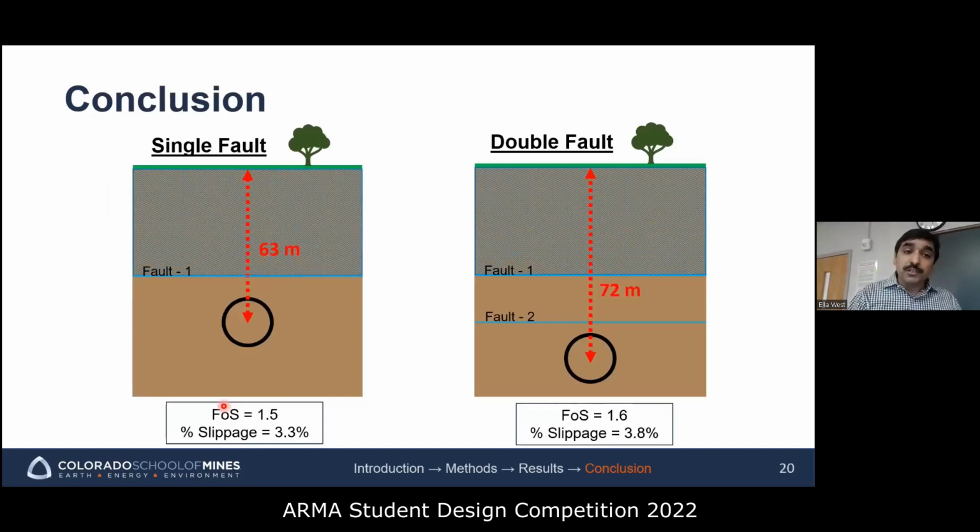So we are concluding our design with single fault and double fault scenarios, placing the tunnel at 63 meters and 72 meters respectively. And you can see the criteria have been met: factor of safety greater than 1.5, and percentage of slip is less than 5%.